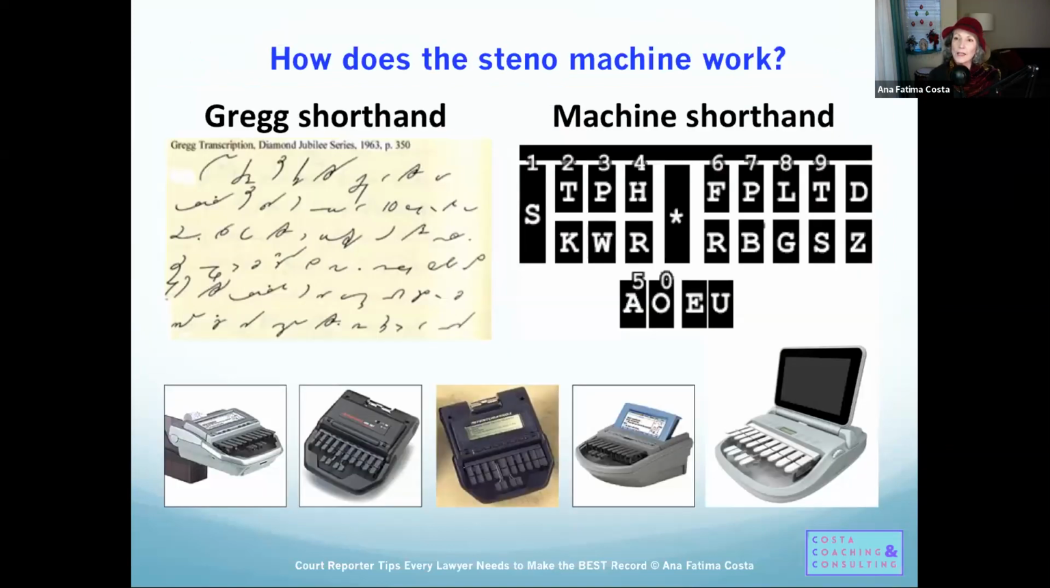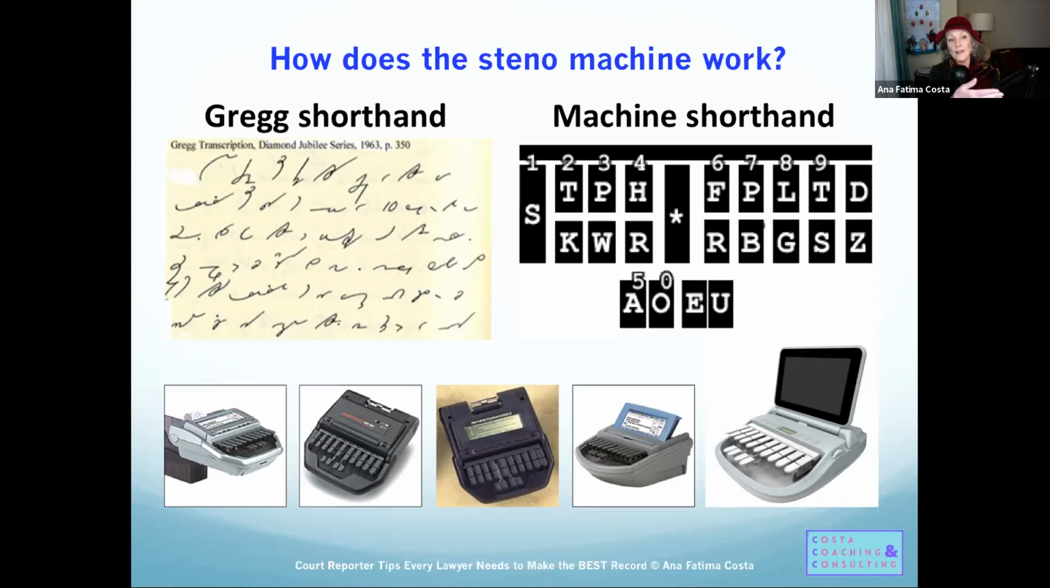So how does the Steno machine work? Steno is short for stenography. Shorthand began with Gregg, and then in the 1800s, someone came up with the alphabet on a machine they created. I believe 1879 was when the first machine was created and produced. Previous to that, court reporters wrote Gregg shorthand on multiple pads of paper. And then the machine was created.